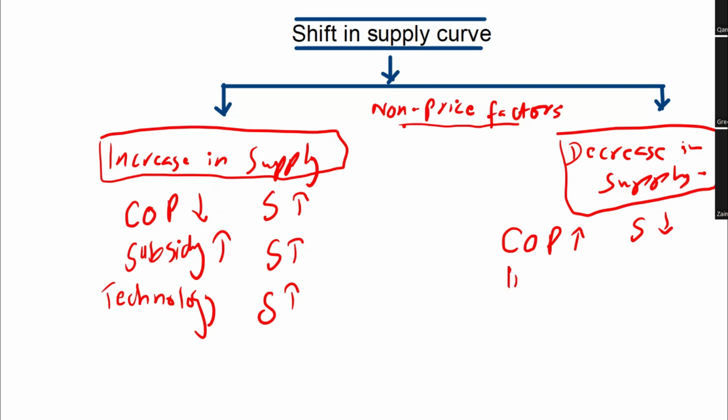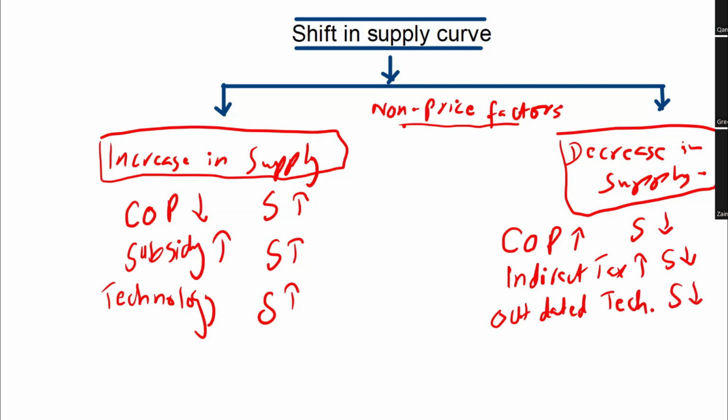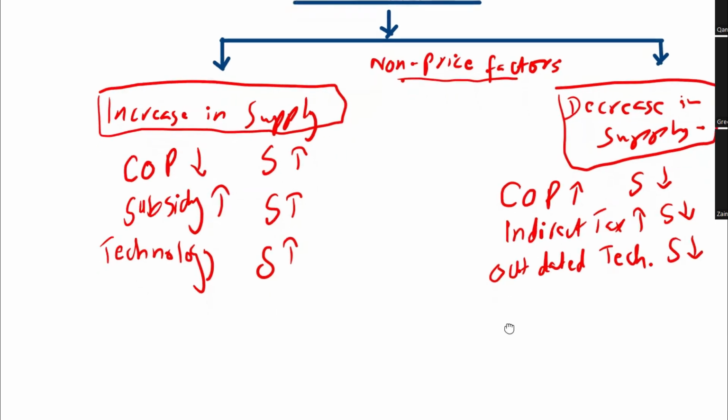And on the other hand, if government imposes indirect taxes, such as custom duties, value-added tax, or general sales tax, then supply will again fall, because now producers will have to pay more indirect taxes, and as a result, supply will decrease. And if technology is outdated, then outdated technology will also decrease the supply. So these are some factors that may decrease supply and shift the supply curve to the left.